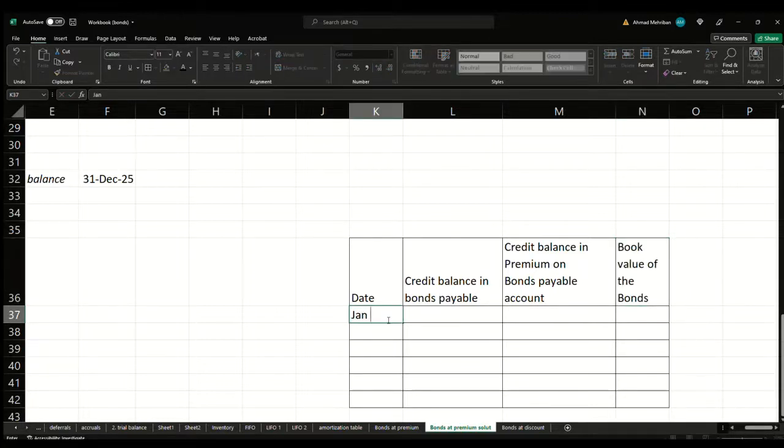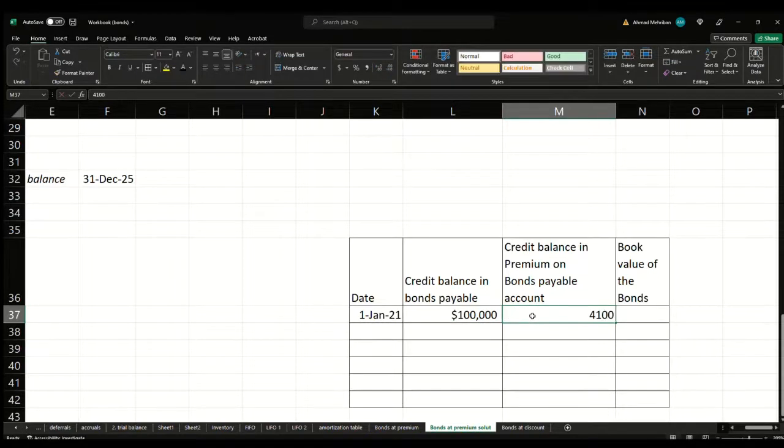So on January 1, 2021, we issued our bonds. The stated value was 100,000, but we issued them at 104,100, which means that we had 4,100 as our premium. And this is the account that we have credited.